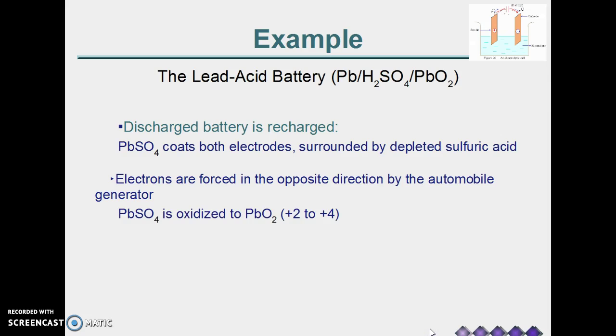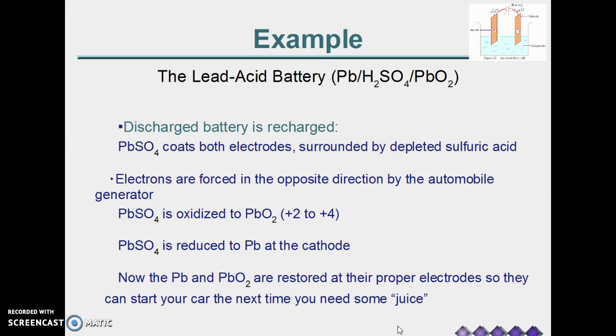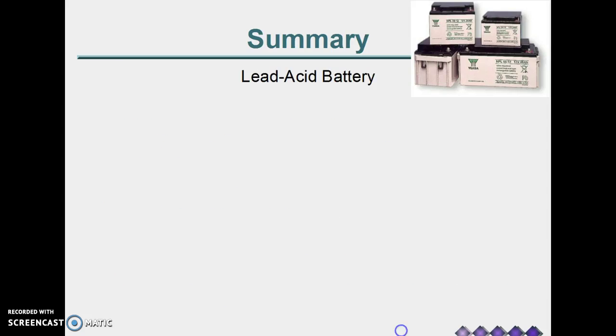Lead sulfate then is being oxidized to lead dioxide or lead 4 oxide, +2 to +4 oxidation state on the lead, and lead 2 sulfate is reduced to elemental lead at the cathode. Now the lead and lead 4 oxide are restored at their proper electrodes in contact with regenerated sulfuric acid, and they're now able to start your car the next time you need some power.